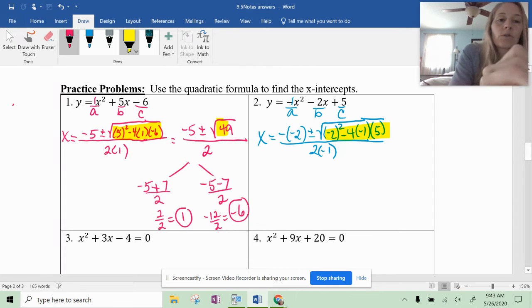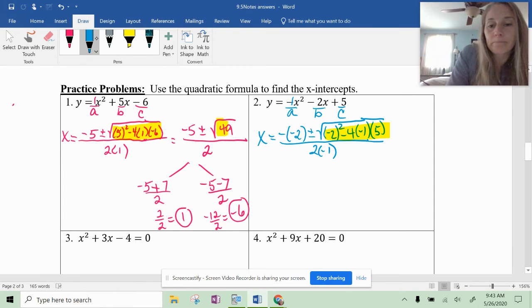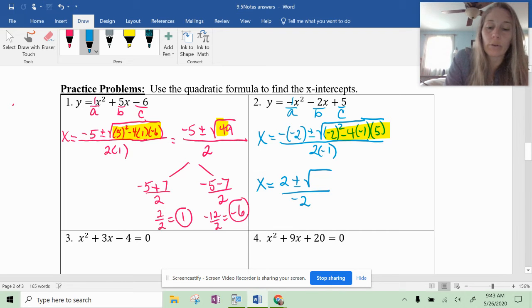Figuring out that discriminant, that's what you want to do first, right? So I have positive 2 plus or minus, whatever this is going to be, over negative 2. So I'm going to do this part on my calculator.